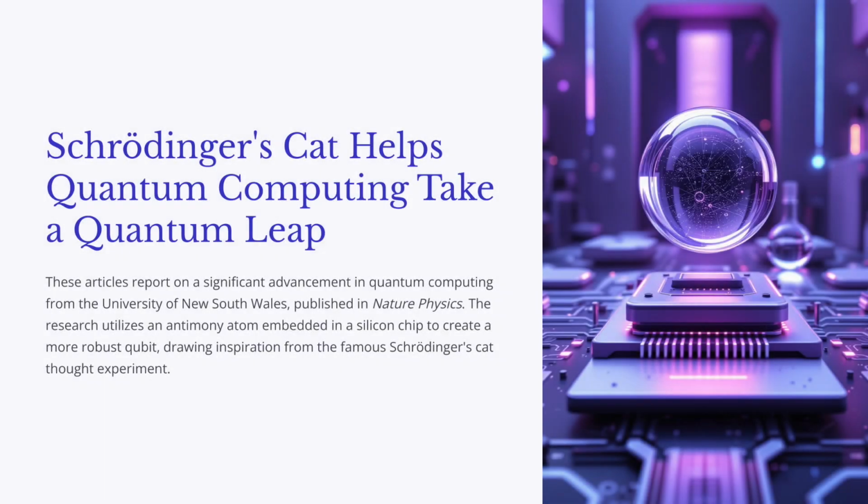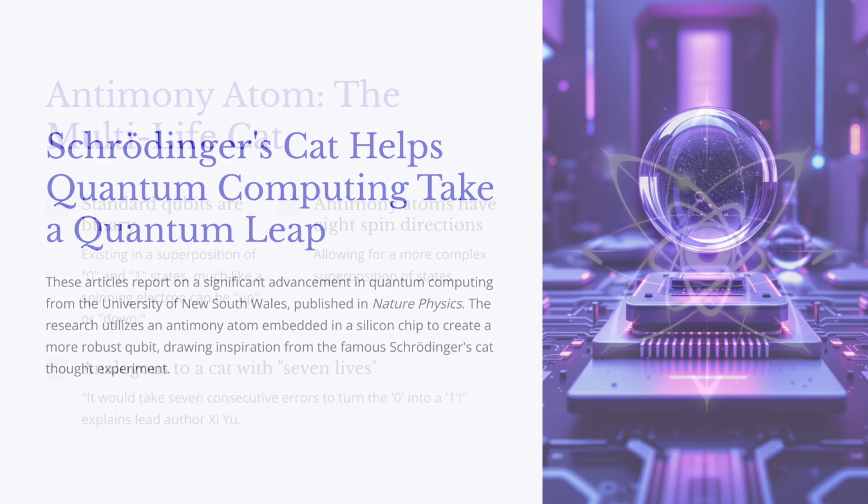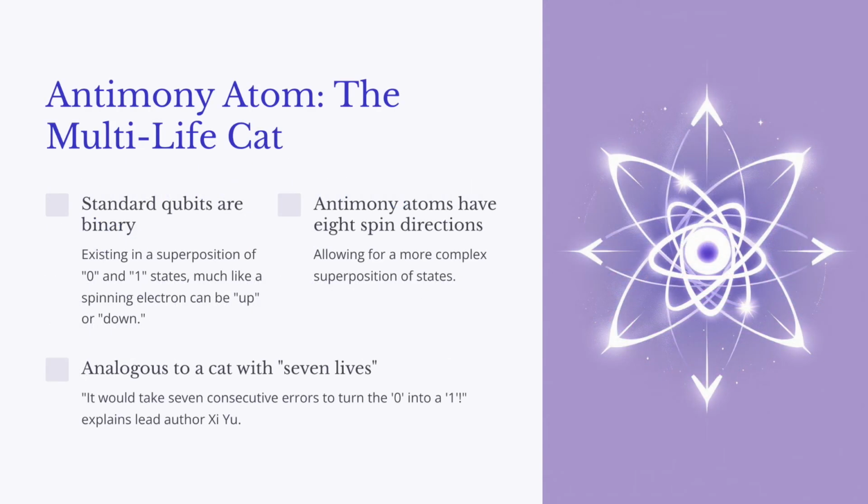Hey everyone, welcome back. Today we're going deep on something that kind of sounds like it's straight out of science fiction. Error-proof quantum computing. And get this, it's inspired by, well, you're not going to believe this, Schrödinger's cat. You know that thought experiment. The one where the cat's in a box and it's like both alive and dead at the same time? Yeah, that one. Now I know what you're thinking. What does some hypothetical cat have to do with actually building quantum computers, right?